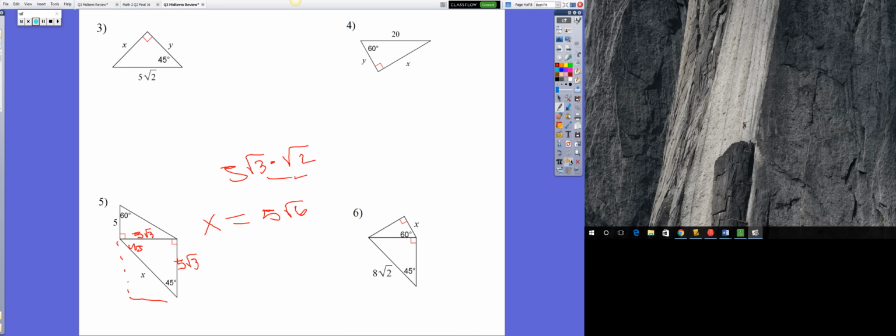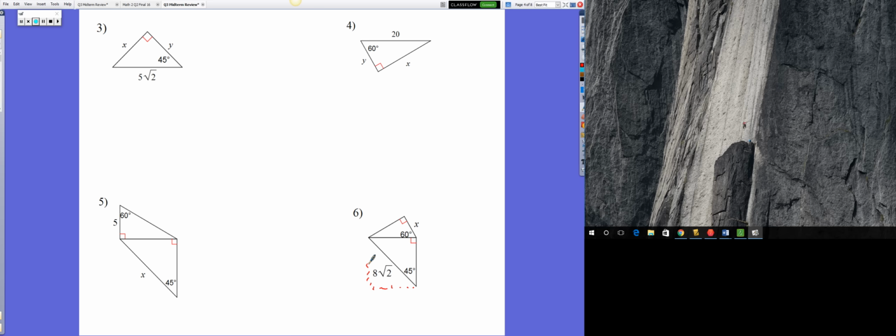Number 6, we're going to start with the 45. We're going to start with the square. So if you're given the middle, you work backwards, divide it by square root of 2. So this is 8, this is 8, this is 8, and this is 8. And this is 30. So here's my ghost half. So if this is 8, this is 8, this is 8, that's 4, that's 4. So x is 4.